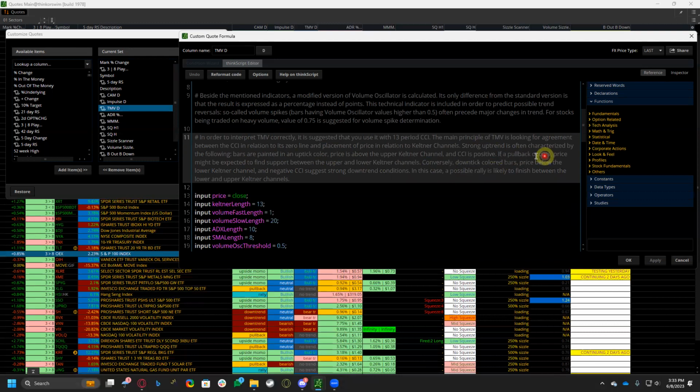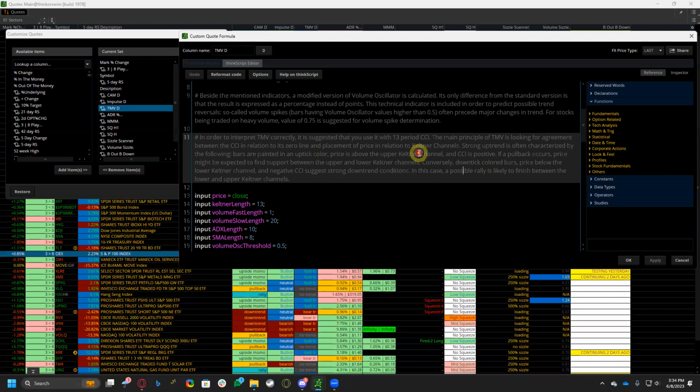If a pullback occurs, price might be expected to find support between the upper and the lower Keltner channels. Conversely, downtick colored bars, price is below the lower Keltner channel and negative CCI suggests strong downtrend conditions. In that case, a possible rally is likely to finish between the lower and the upper Keltner channels.